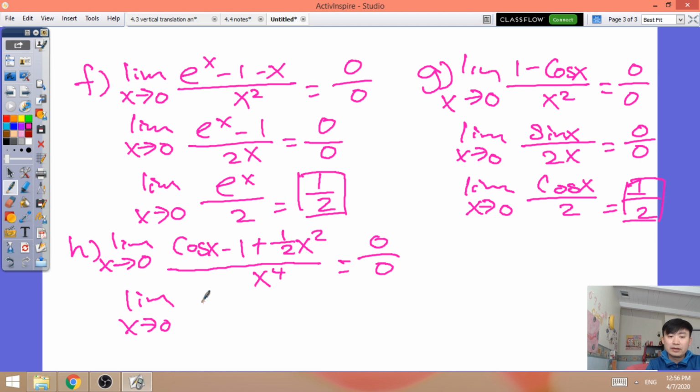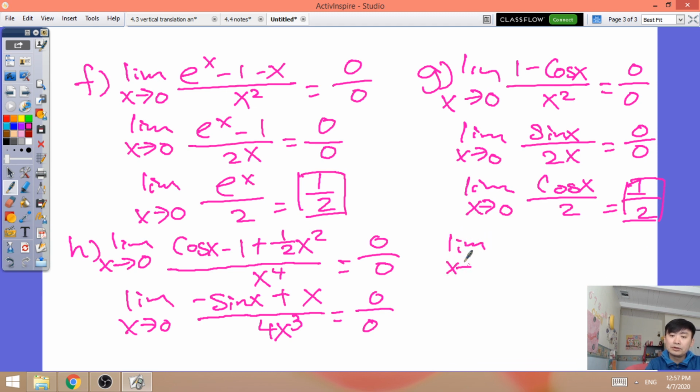So derivative of cosine of x, we do have negative sine x. Derivative of negative 1, that's nothing. Derivative of 1/2 x squared, so then that'll be x. Bring down the power times 1/2, you get 1. Subtract the power by 1, you got 1. So x to the first power. And then it's all over derivative of x to the power of 4, so we do have 4x to the power of 3. So plug in 0 again and see what happens. So we got 0 on the top, and we got 0 down the bottom. So we need to take the derivative one more time.